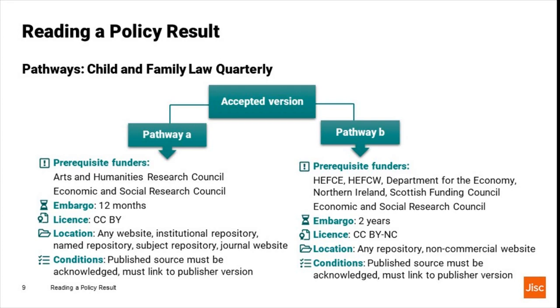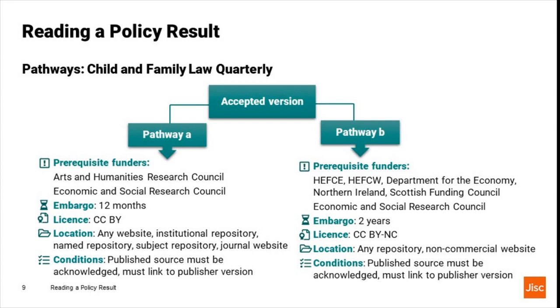To go down Pathway B, the article must be funded by HEFCE, HEFCW, Department for the Economy Northern Ireland, Scottish Funding Council, or the Economic and Social Research Council. This pathway will include a 2-year embargo, and a CC BY NC licence will apply to the article. The article will be available on any repository or non-commercial website, and there are two conditions that also apply to the pathway.